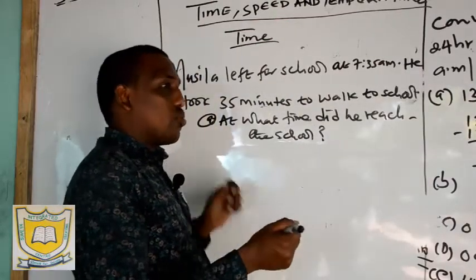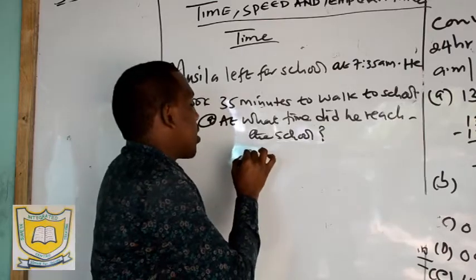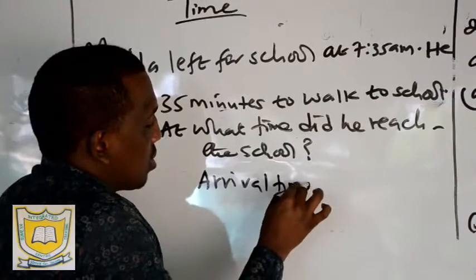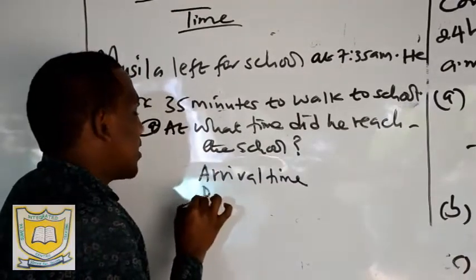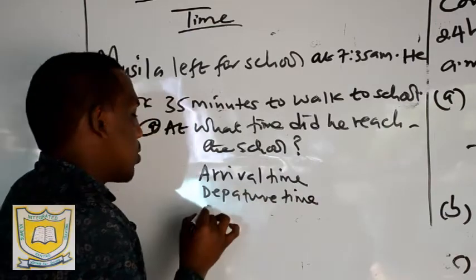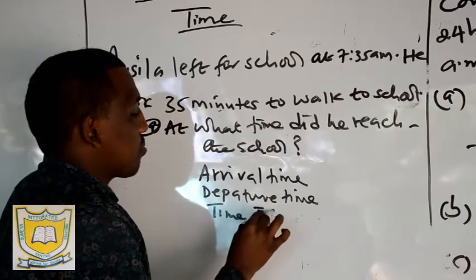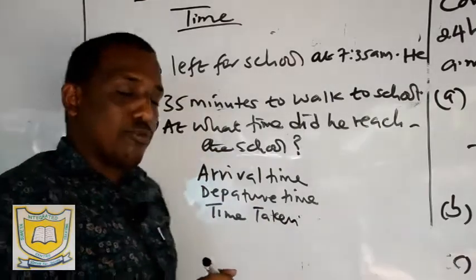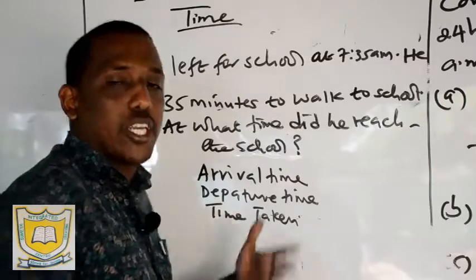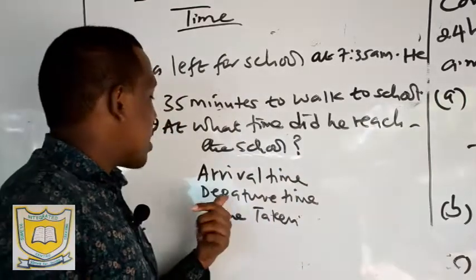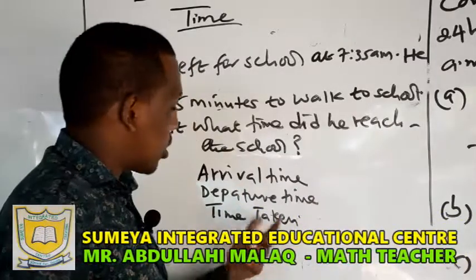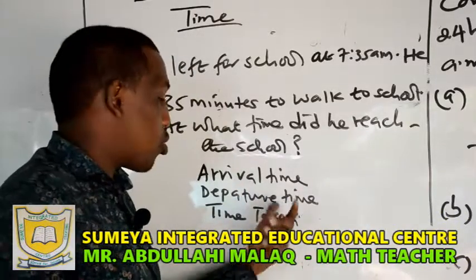So we have what is called arrival time, departure time, and time taken. Arrival time is the end time, the time you have completed your journey. Departure time is the starting time, the time you have started your journey.